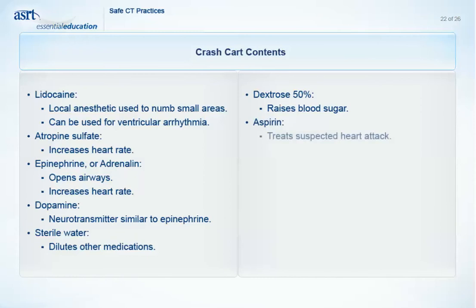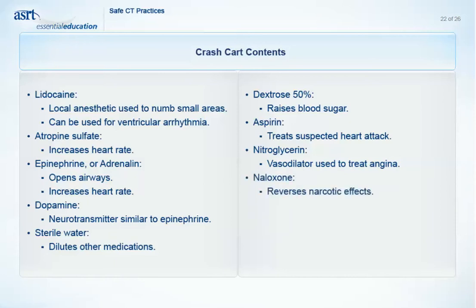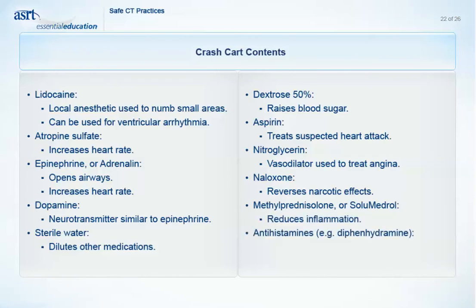Aspirin is used to treat suspected heart attack. Nitroglycerin is a vasodilator used to treat angina. Naloxone reverses narcotic effects. Medications such as methylprednisolone or Solu-Medrol reduce inflammation. Antihistamines such as diphenhydramine are used to treat allergic reactions.